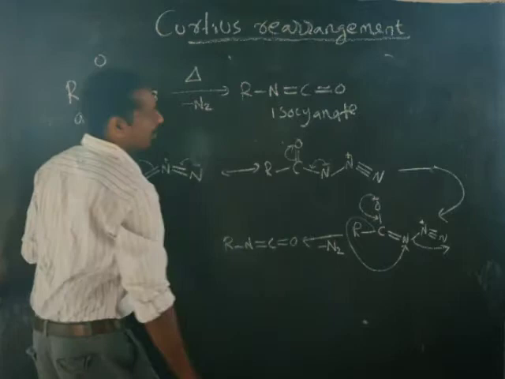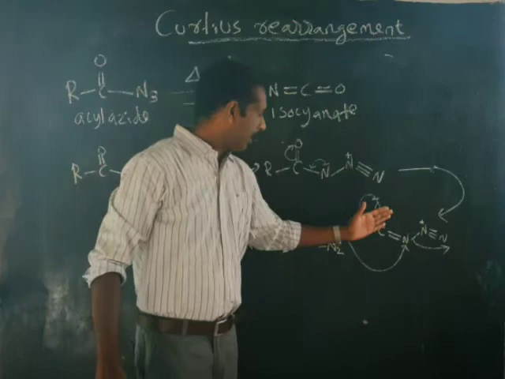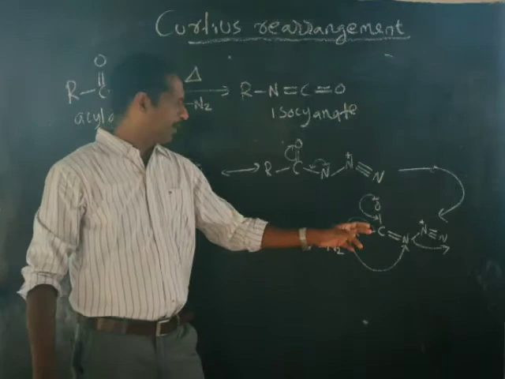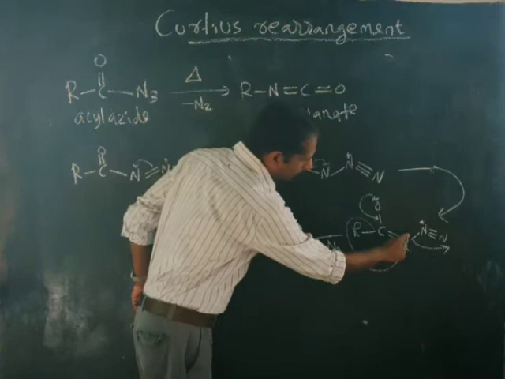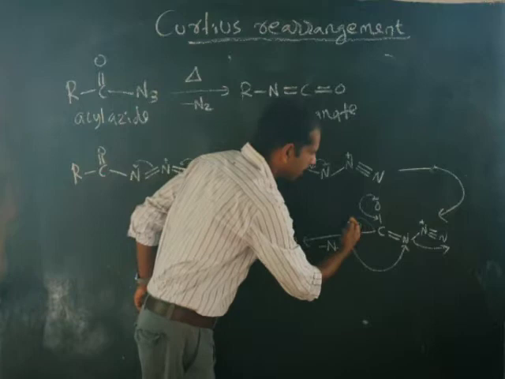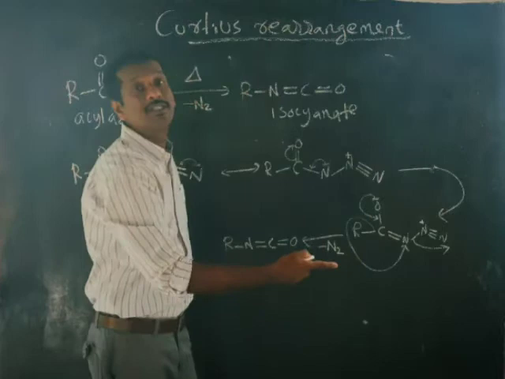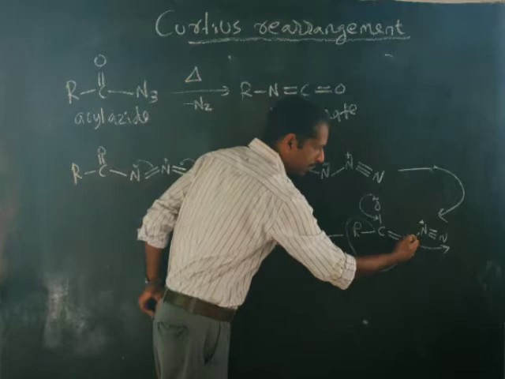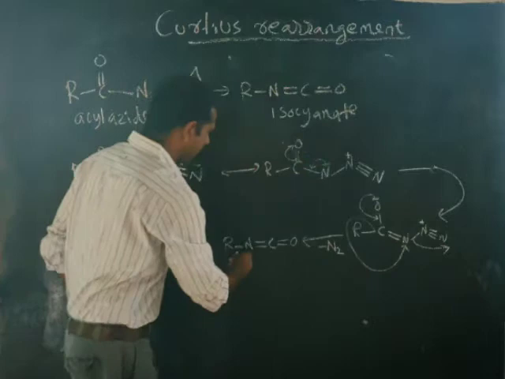The driving force is the elimination of the nitrogen molecule. What is the driving force for this rearrangement? The elimination of this nitrogen molecule will create an electron-deficient nitrogen atom. So the R group migrates from carbon to nitrogen. That is the driving force for this rearrangement. When N2 is eliminated, this nitrogen will become electron-deficient. Therefore this R group migrates to nitrogen and we get isocyanate.